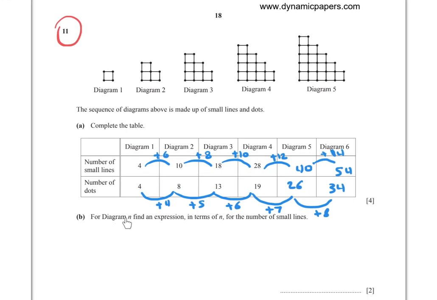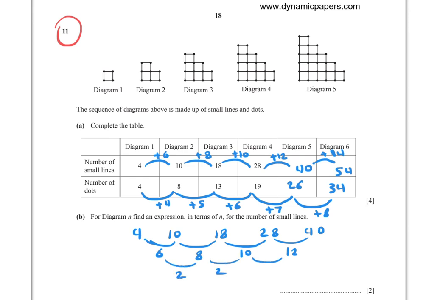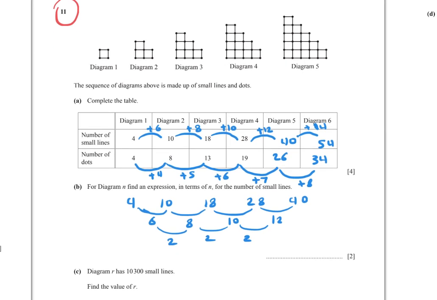B, for diagram N, find an expression in terms of N for the number of small lines. For number of small lines, we have this sequence: 4, 10, 18, 28, 40, and 54. Find the first difference. 10 minus 4 equals 6. 18 minus 10 equals 8. 28 minus 18 equals 10. Then 12. Find the second difference. 8 minus 6 equals 2. 2, 2. So this is a quadratic sequence.